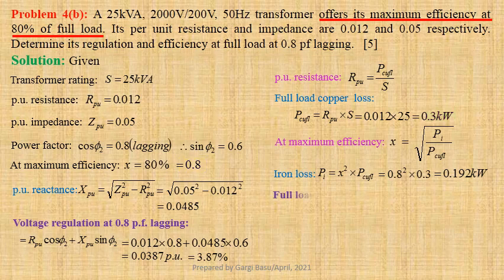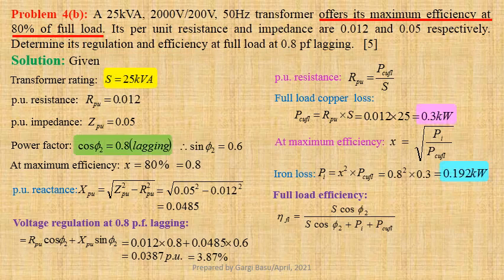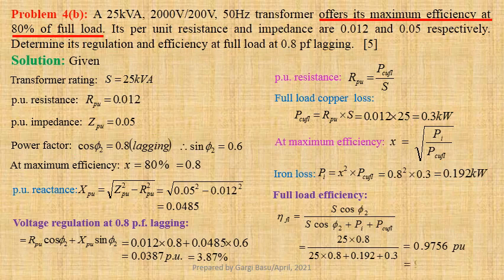Expression for full load efficiency eta FL equals S cos phi 2 divided by S cos phi 2 plus Pi plus P copper FL. Using values we get 25 into 0.8 divided by 25 into 0.8 plus 0.192 plus 0.3, that gives us 0.9756 per unit or 97.56%.